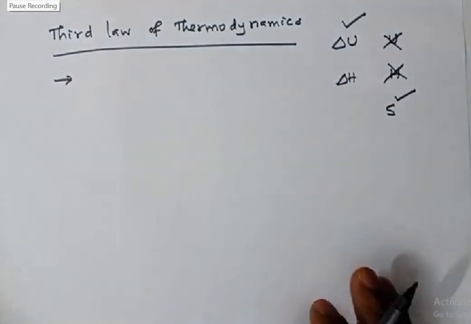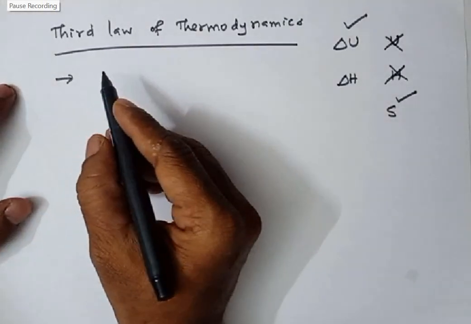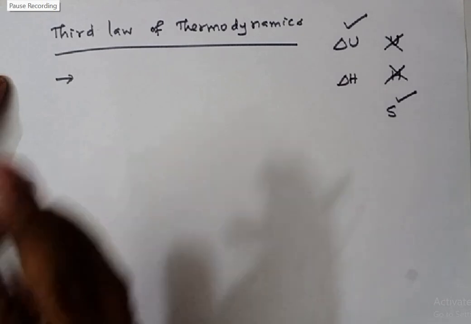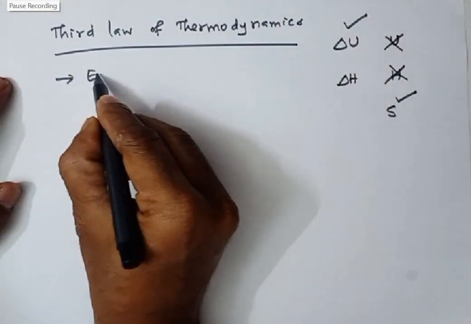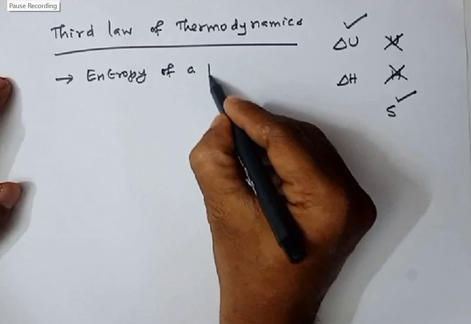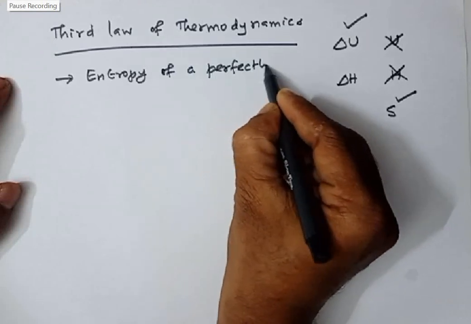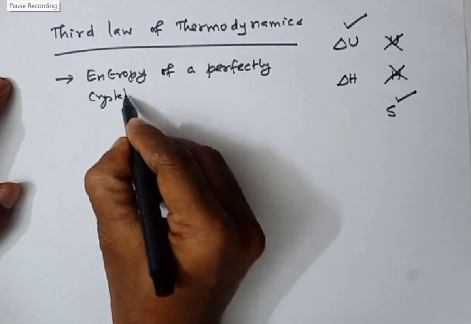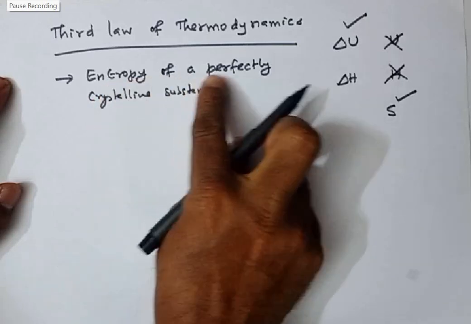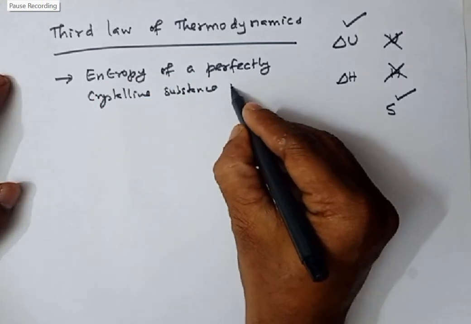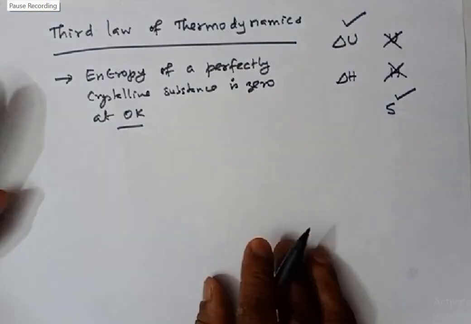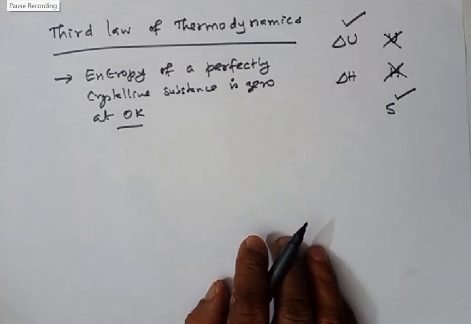Okay, third law of thermodynamics. Right? So what is the third law? Listen. According to this law, the entropy of a perfectly crystalline substance, see, this is a definition, entropy of a perfectly crystalline substance or solid, entropy of a perfectly crystalline solid is 0 at 0 Kelvin. Take note. This is what we call the third law of thermodynamics.